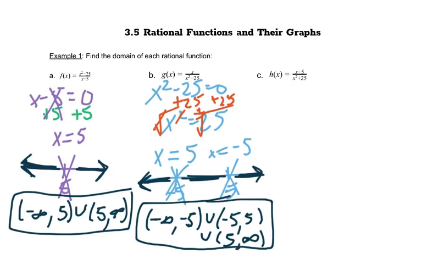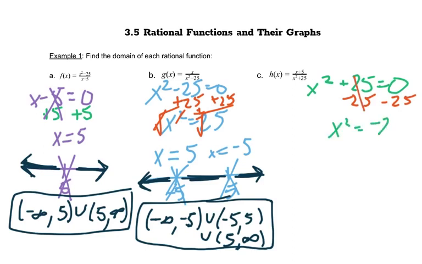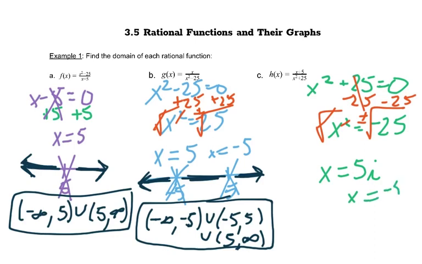Okay, let's look at one more here. Here we have x squared plus 25 equals 0. We can do the same thing here. We'd subtract 25 from both sides. It gives us x squared equals negative 25. And when you take the square root of this, we end up with x is equal to a positive 5i and x is equal to a negative 5i. Remember that i comes from the negative inside the square root.